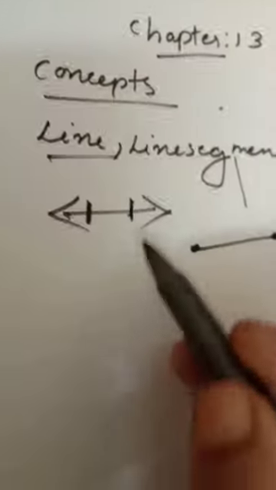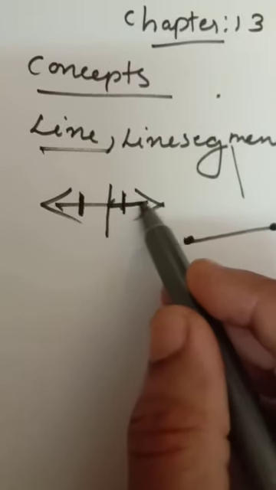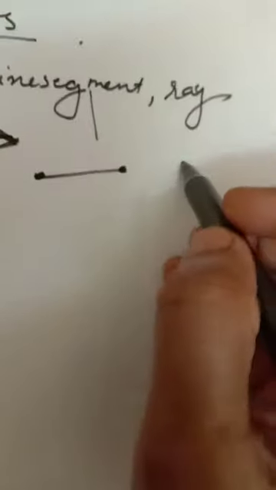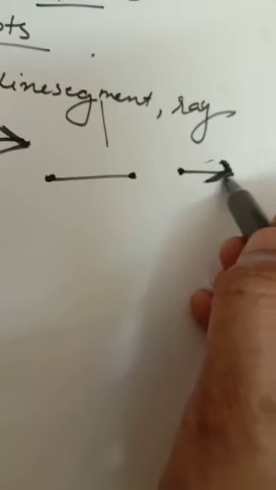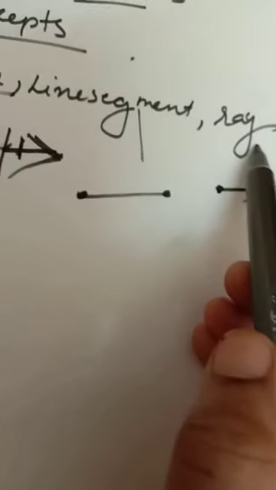No end points. Ray meaning you cut out line, you will get a ray. Ray meaning one end point and other side is extending. One arrow mark, one end point and arrow mark. Okay, line segment, ray. Line, no end points, no fixed length. Line segment, two end points, fixed length. Ray, one end point and other end is going on extending, so no fixed length.